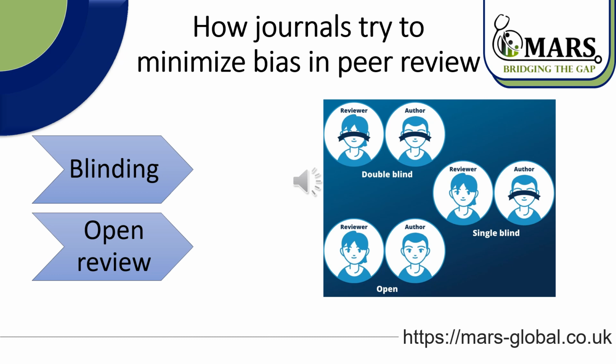The second form is single-blind peer review, in which the names of reviewers are hidden from the authors. This is the traditional method for blinding. The other process is open review, in which both reviewer and authors know each other. This level of transparency encourages accountability and improves the quality of the paper.